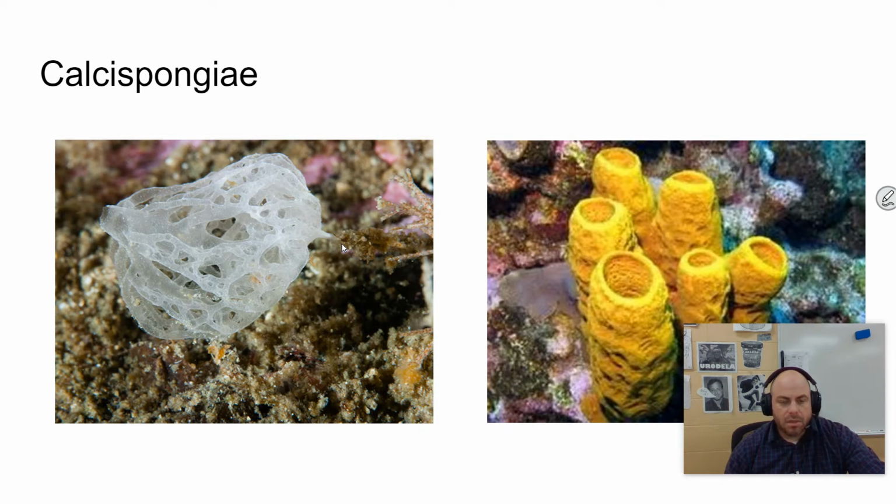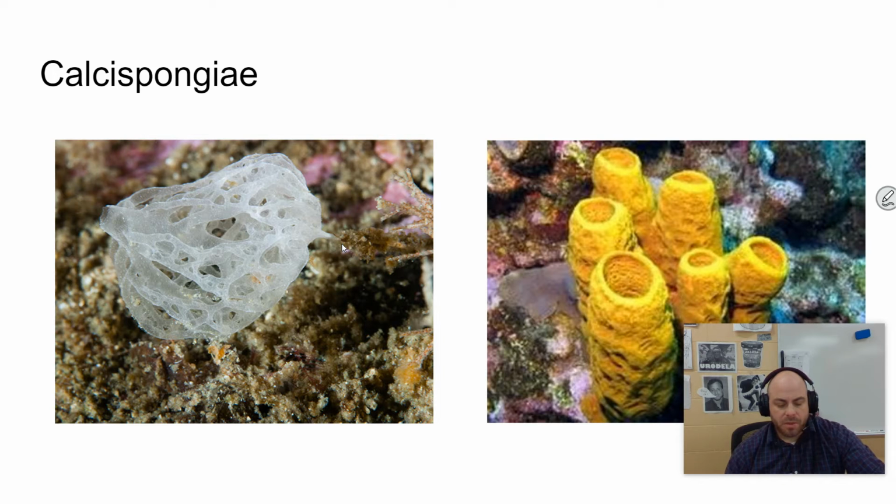First animals. These are called Calcispongiae because they are calcareous sponges, meaning that their spicules are composed completely of calcium carbonate. They tend to be really small. They have a height less than 10 centimeters, and so they're pretty small, even though some of the pictures, especially the one on the right, can make them look a little bigger than they actually are.